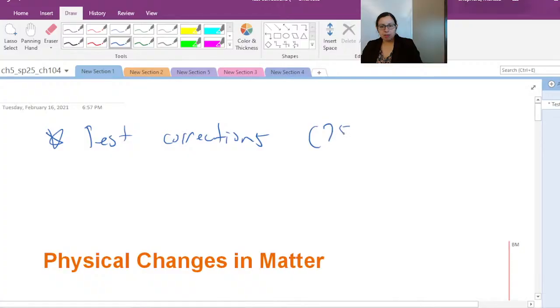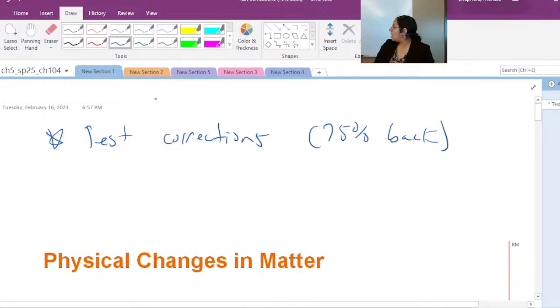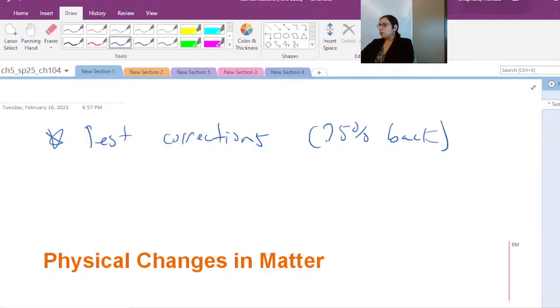I'm thinking 75% back. So whatever you got off, you can earn back 75% of that credit. If you did fine, you don't have to worry about that. Obviously, you can do corrections, but this is more for if you have a lower score. The intention in this class, it's a 100 level science class, so I'm not looking to fail people, especially if you turn in the work and do all those things.